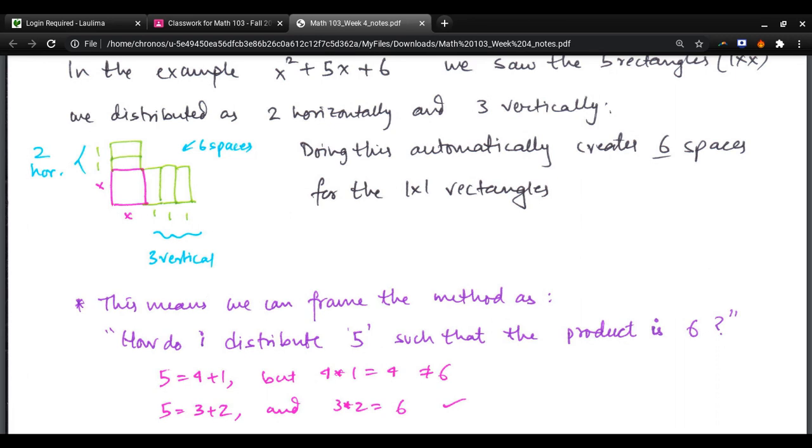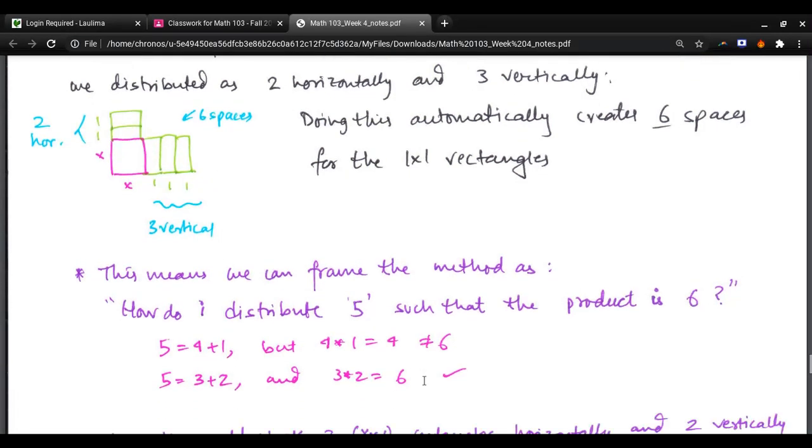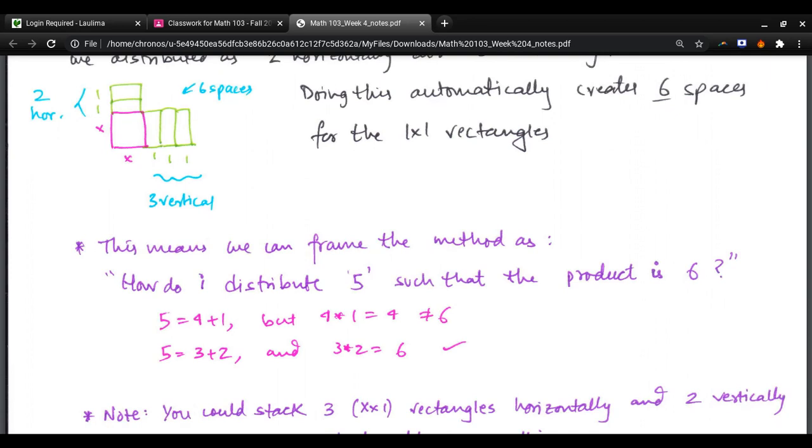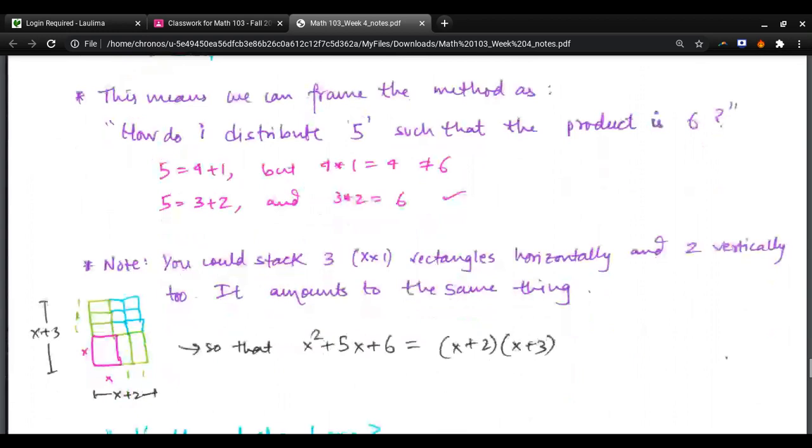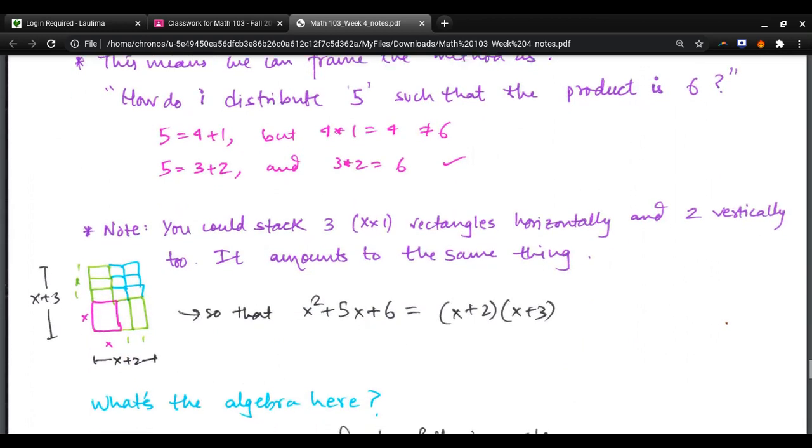Because I had 5 of those green rectangles and I had to create 6 spaces for the small rectangles. Now by elimination, I start with 4 plus 1, but 4 times 1 is 4. That's not enough. Whereas 3 plus 2 gives me 3 times 2 is 6, which works. So you could also stack these horizontally or vertically, 3 and 2. It amounts to the same thing, x plus 2 times x plus 3.